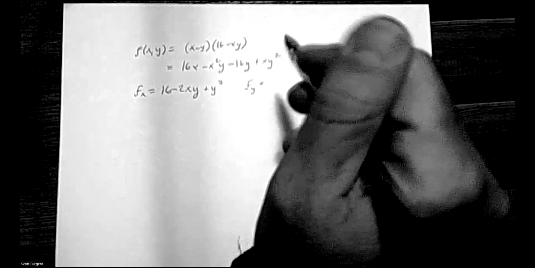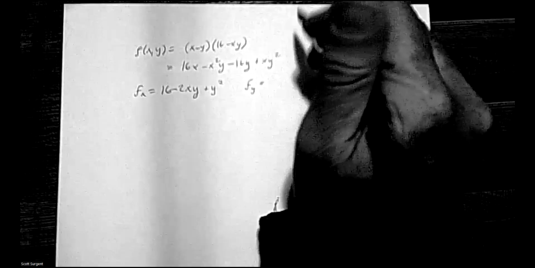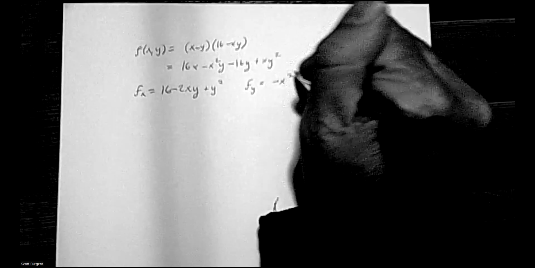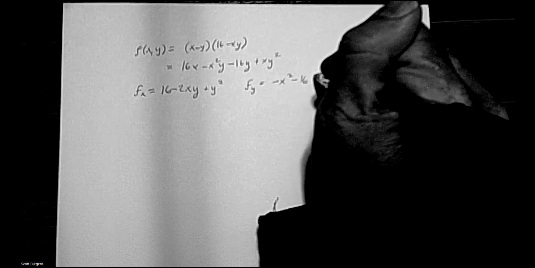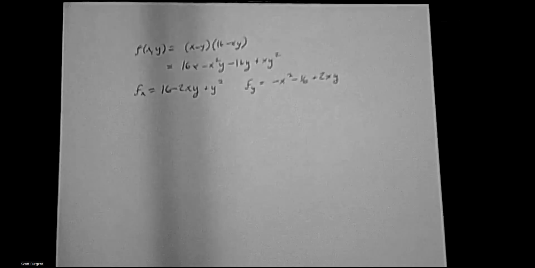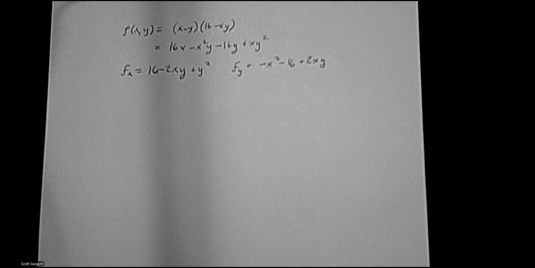F sub y is going to be, that drops out. It's going to be negative x squared, take away 16, plus 2xy. Okay. So far, so good.